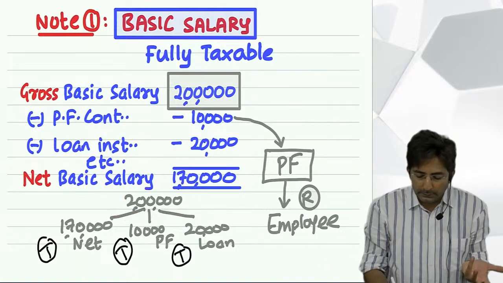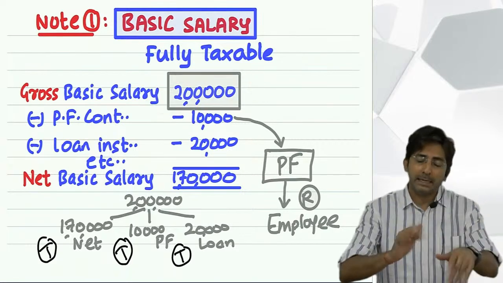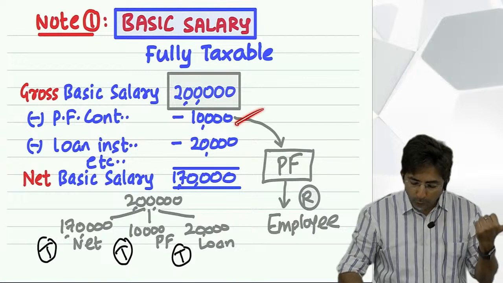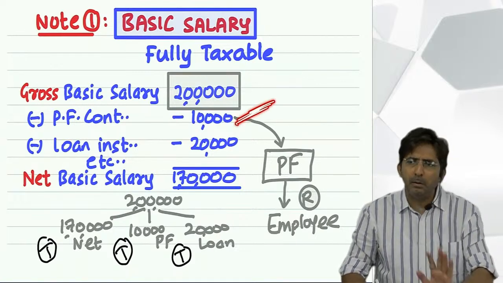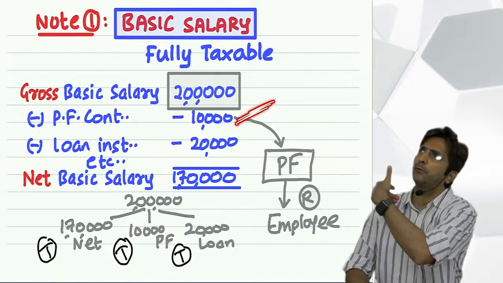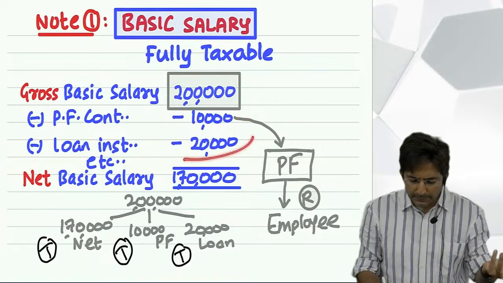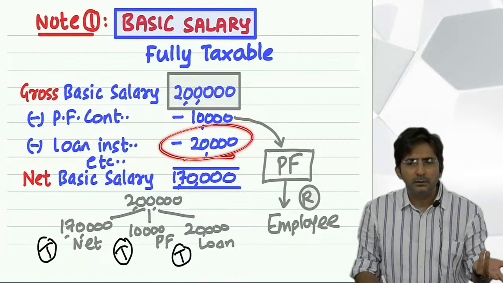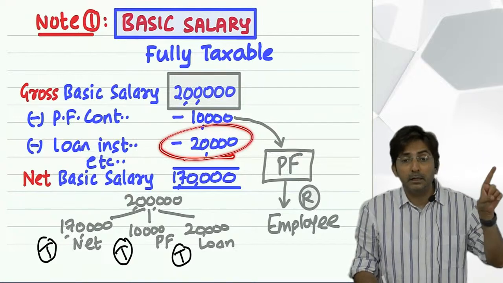A student will think, out of 2 lakhs I got 170, okay, 170 will be taxed. Why not on 10,000? This 10,000 you are not getting now, but you will get somewhere in future. But the government doesn't want to wait for the future. They want to tax it now. Similarly, this 20,000 you already received in advance as a loan. And when you received the loan, you didn't pay tax.